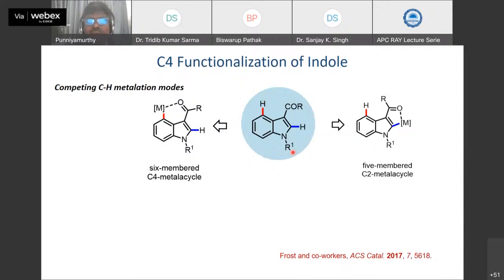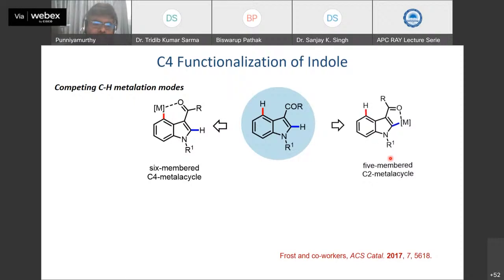Before going to the results, when you look at the C4 functionalization of indole, there are two possibilities. This chelating group can activate the C2 CH bond through chelation with the metal, via a five-membered metallacycle, which is more favored. On the other hand, you can also activate the C4 CH bond. However, it involves a six-membered metallacycle. If you compare six-membered and five-membered, five-membered is favored.